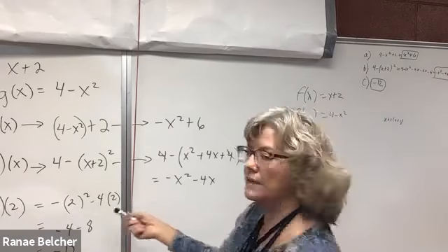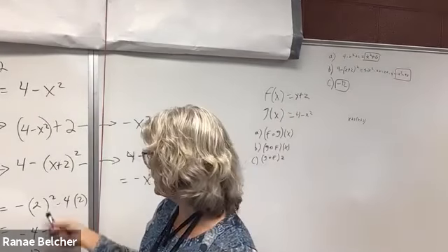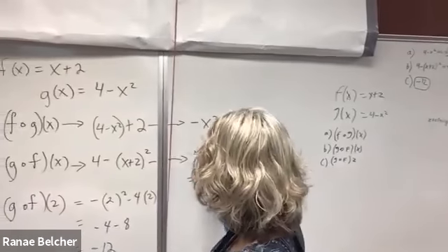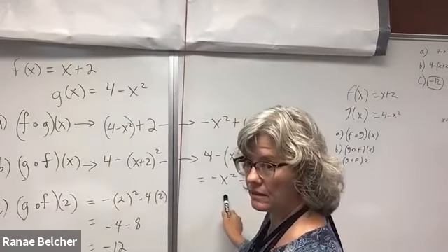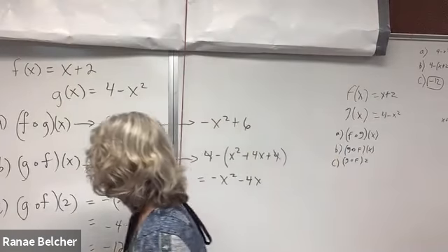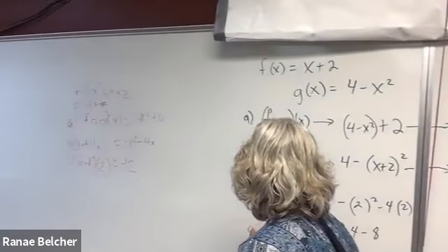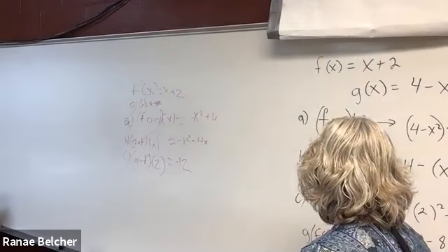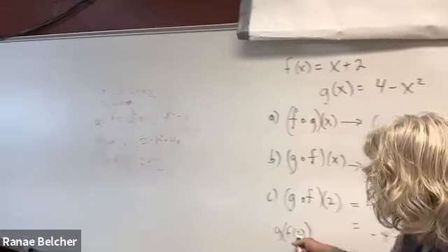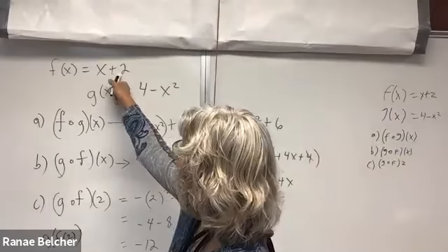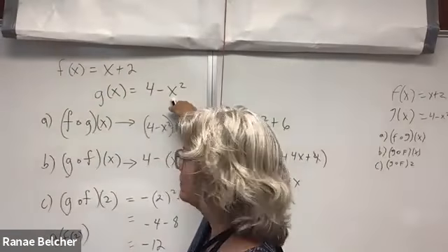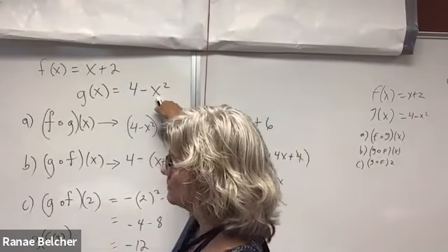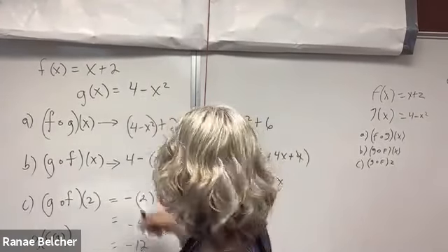So what I did, y'all look at this. What I did here. Once I got this g of f, then I just plugged 2 into it. But if you think about it, it's g of f of 2. You could plug 2 into f of x, and what would you get? 4. And then plug 4 into here, 4 minus 16, and you'd still come up with your negative 12.